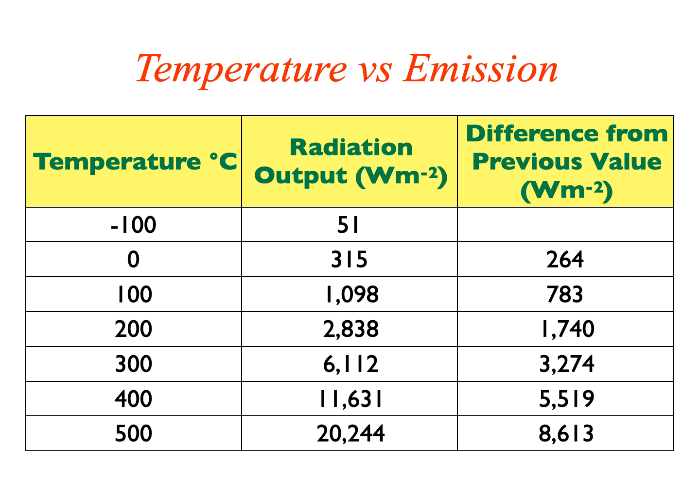If we increase the temperature by another 100 degrees, the emission is 1,098. Now, notice the last column shows the difference from the previous value, and this value isn't staying the same. It's growing larger, and this is related to this fourth power law. So at the final temperature, 500 degrees Celsius, the emission is 20,244 watts per meter squared.